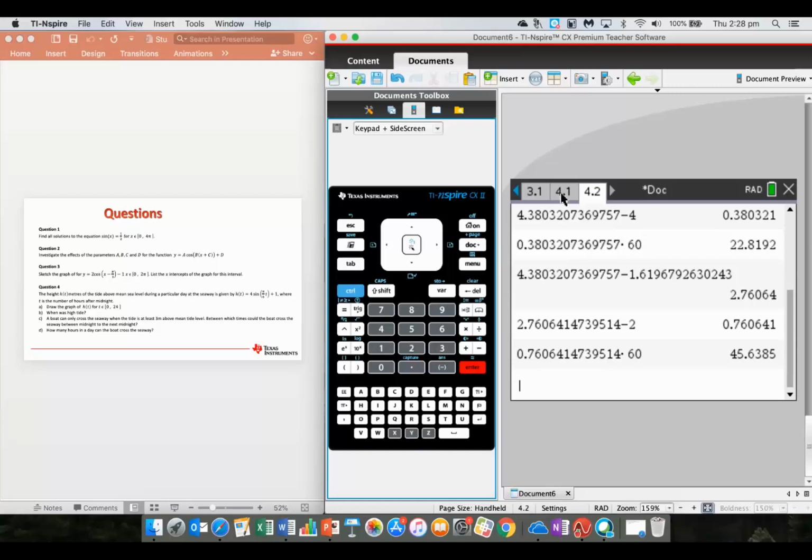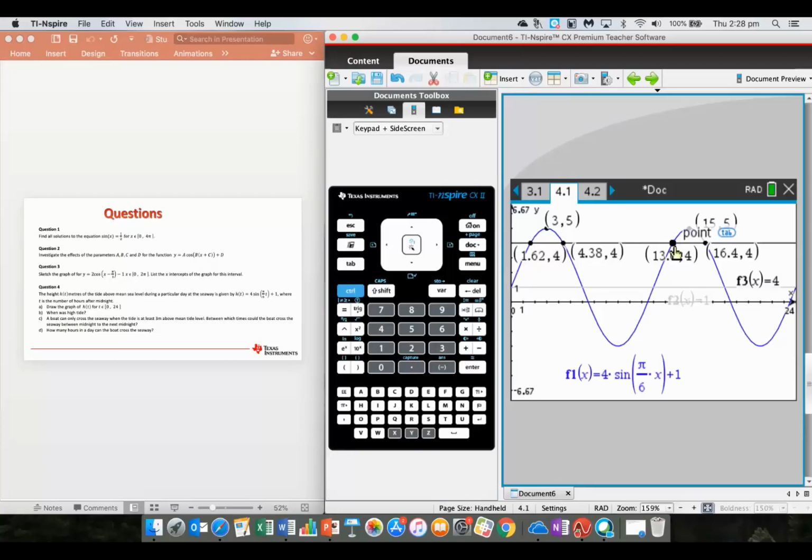In order to find the amount of time between which the boat can cross the seaway, I'll do exactly the same process on the second 2 points, subtract them, and work out the amount of hours that the boat could cross the seaway for part D.